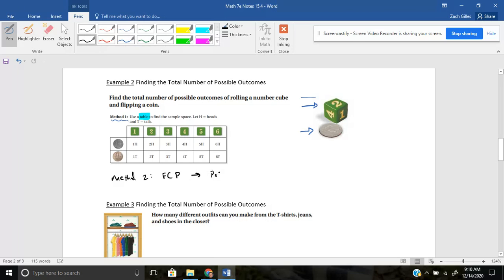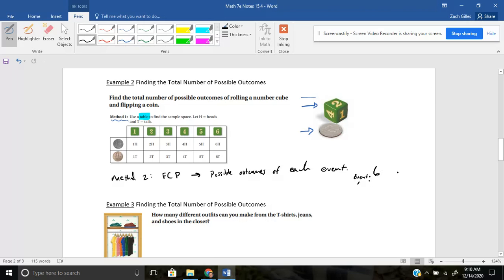So, possible outcomes of each event. Okay, so how many different possible outcomes are there for my first event of rolling a number cube? Well, you could get a 1, a 2, a 3, a 4, a 5, or 6. So there's 6 different outcomes for event 1.